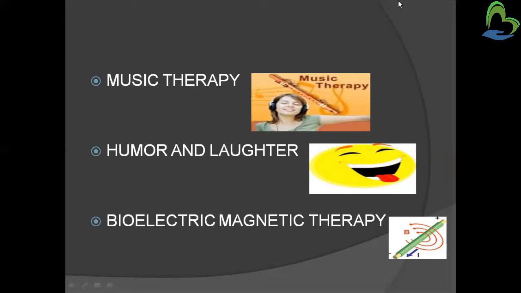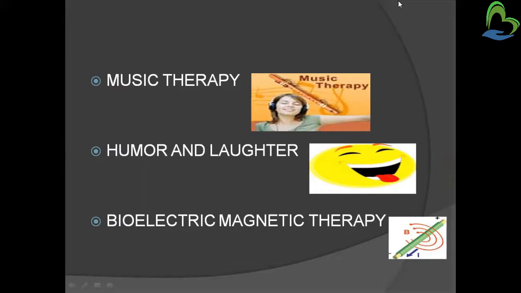Bioelectrical magnetic therapy is helpful for depressive patients who cannot concentrate properly. With bioelectrical therapy, they maintain concentration on one thinking level, one particular thought, which helps in maintaining their concentration easily.